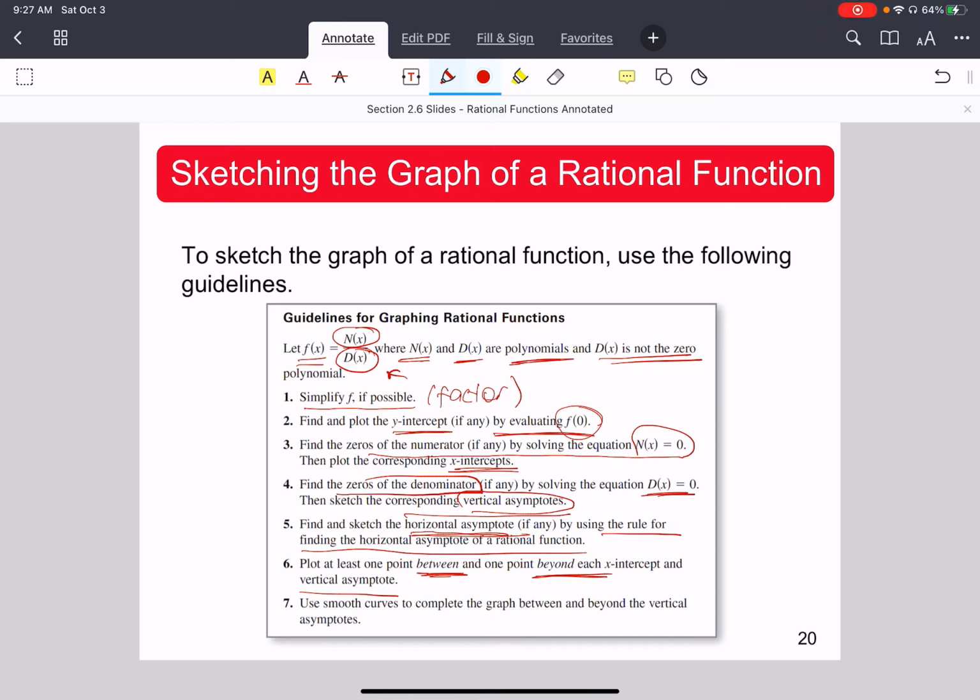I'm going to show that pretty soon. And then we're going to use smooth curves to complete the graph between and beyond the vertical asymptotes. So those are the general guidelines to be able to graph rational functions by hand.